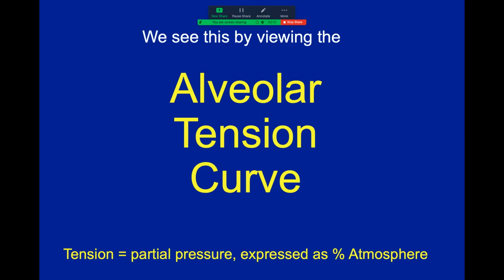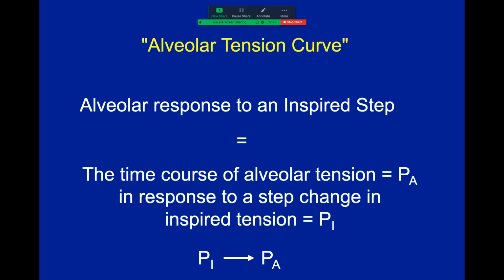I use the word tension here. Tension is partial pressure expressed in percent of one atmosphere. It's equal to the concentration of gases, but once gases get into the blood, partial pressure is a better term that's actually correct. The alveolar tension curve is the alveolar response to an inspired step. It's equal to the time course of the alveolar tension in response to the step change in the inspired tension.